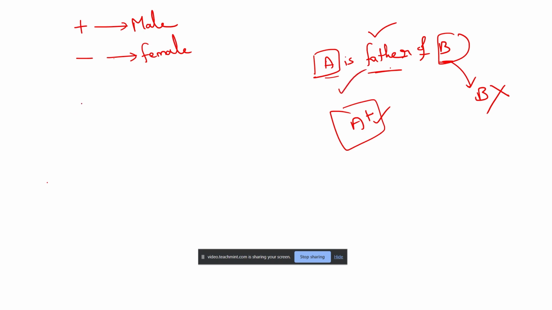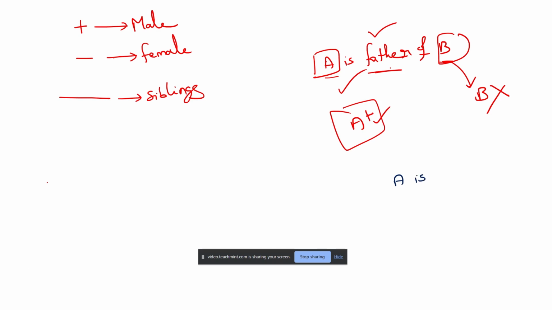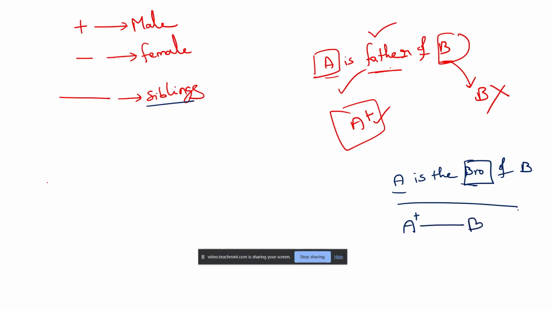Next one. Our third symbol is siblings. That means your own brother and own sister. So whenever I want to represent siblings, I'm going to use a single horizontal line. That means, see here. If I want to say A is the brother of B, what I'm going to do here is, I know A is the brother. So I'm going to write A is a male person. And I'm using the word brother. Brother means he's the sibling. So I'm going to use a single horizontal line. And whose brother? B's brother. So this particular diagram is going to represent A is the brother of B.